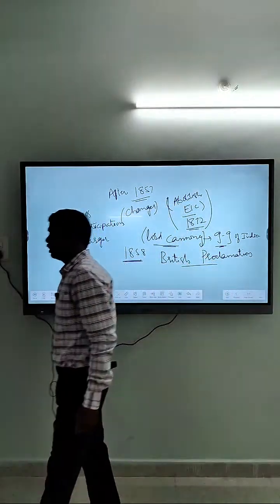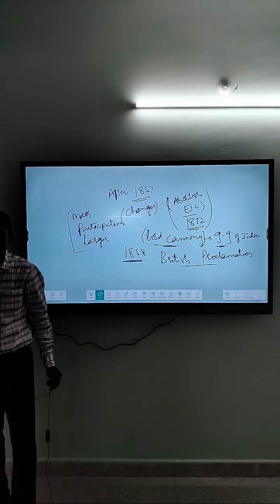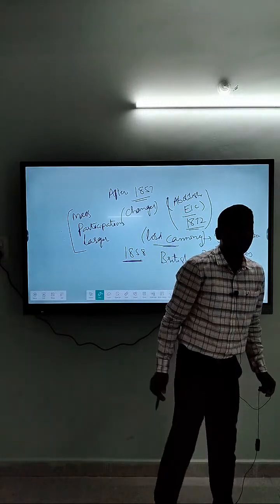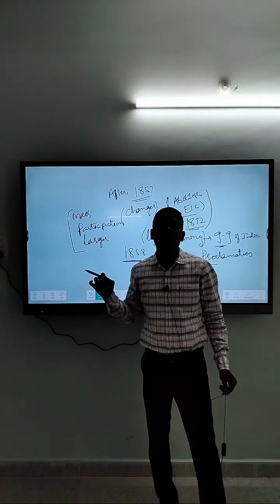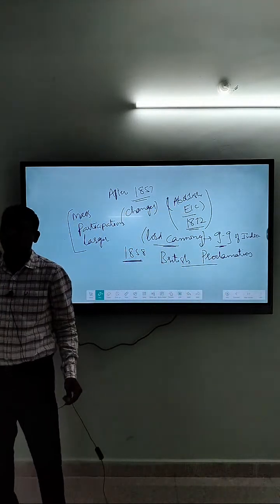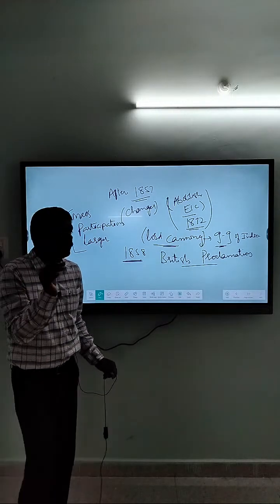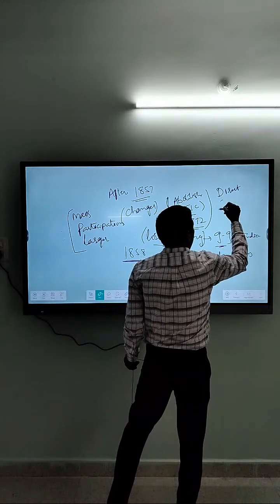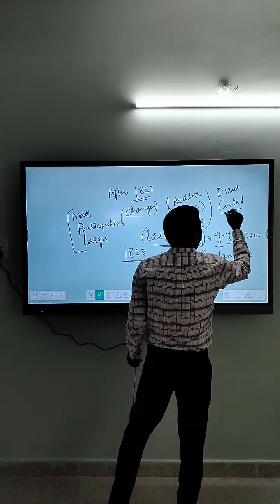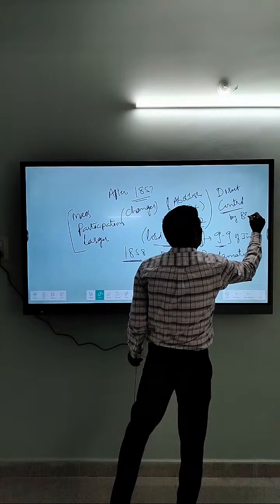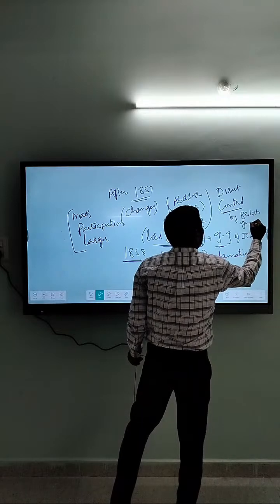So all the functions and all the activities of the company are now directly controlled by the British government. That is, this 1857 revolt led to direct control by the British government in India. So that is the major change.